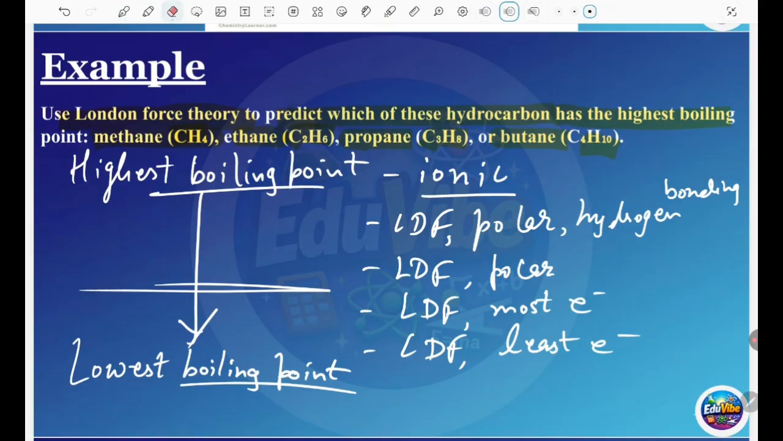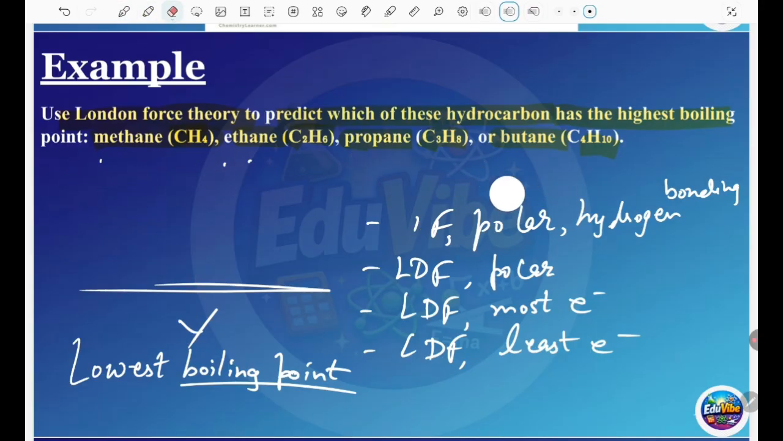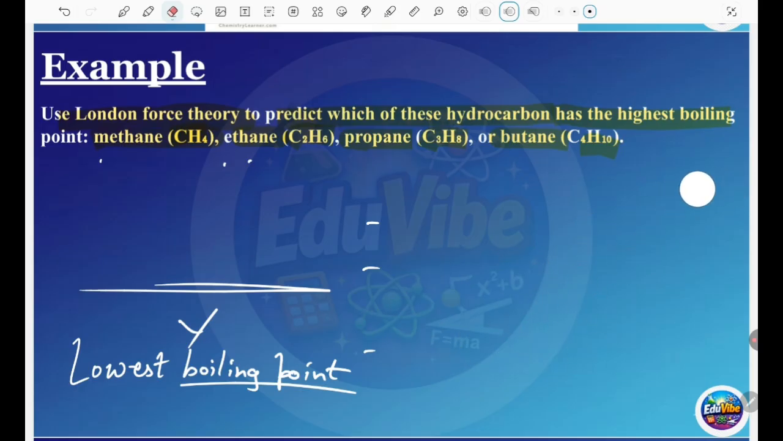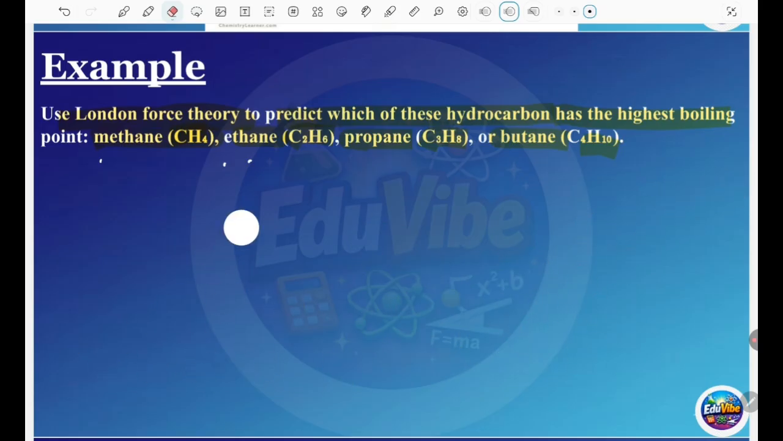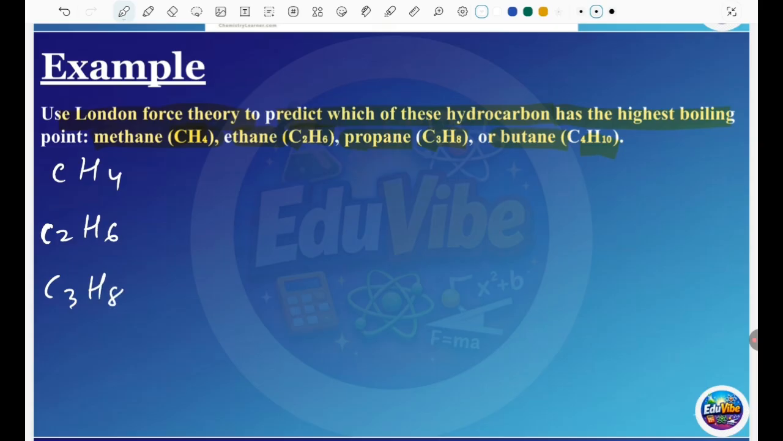You have to know all of this, and let's use this technique to figure out how this question works. We have four molecules, which are hydrocarbons. We have CH4, C2H6 which is ethane, then propane, and then butane. These are all hydrocarbon molecules.